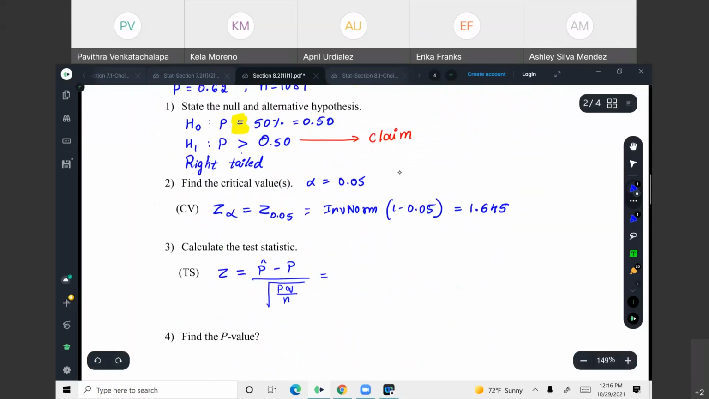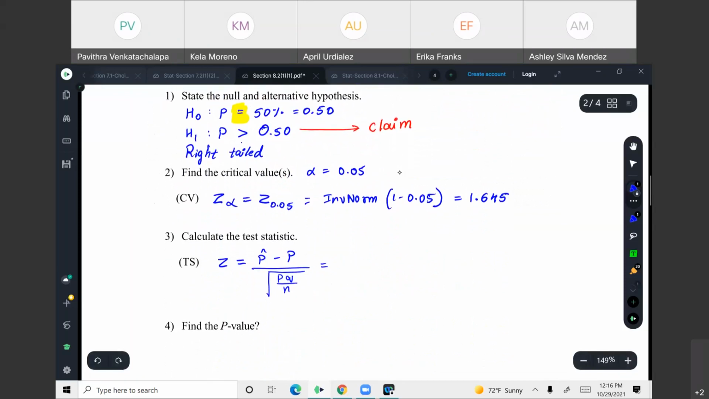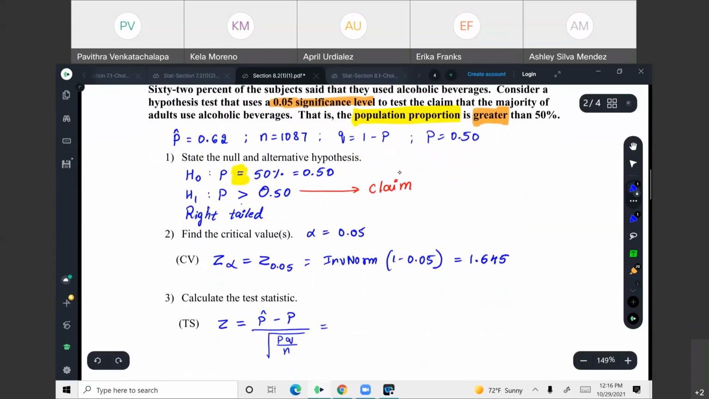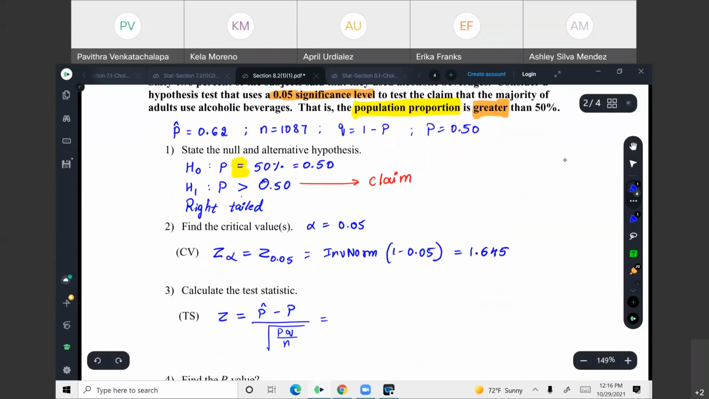What else do we need? N is there. And Q is equal to 1 minus P. So here P is 0.50. Okay. So using this, you will calculate the Z value. Tell me the value. You have P cap, you have P. You also know how to calculate Q. N is given. Just plug in and find out the answer.